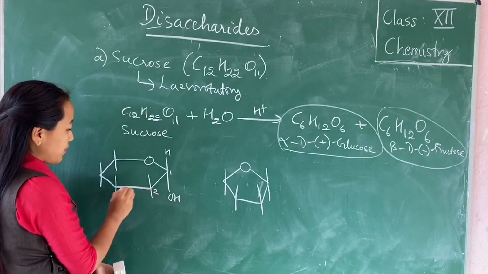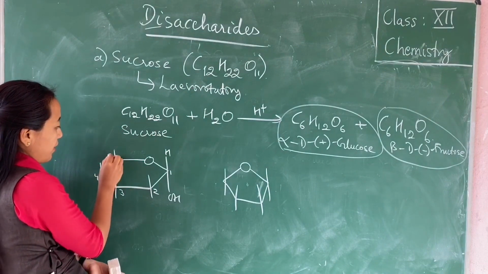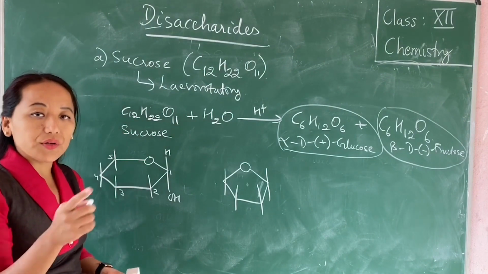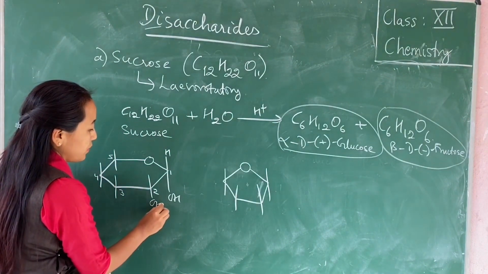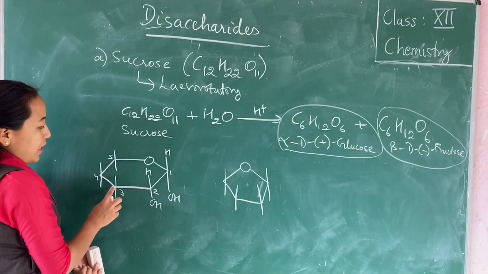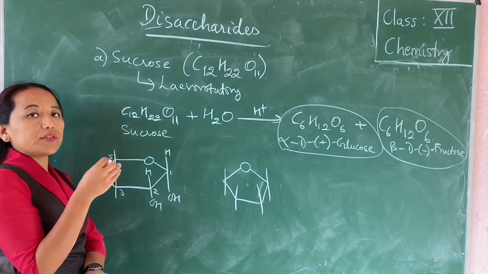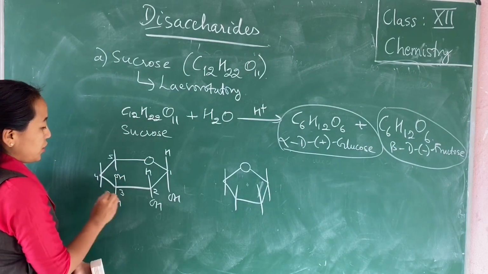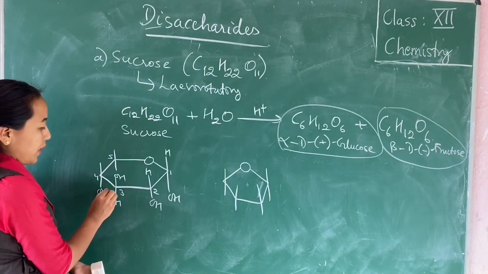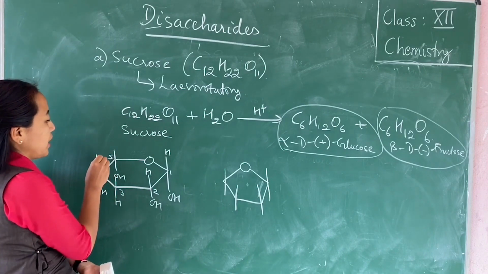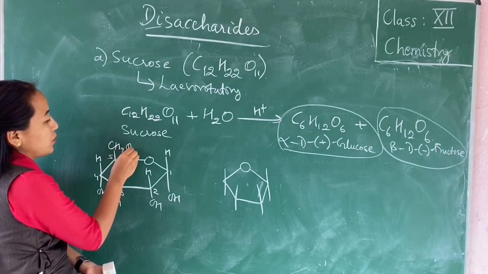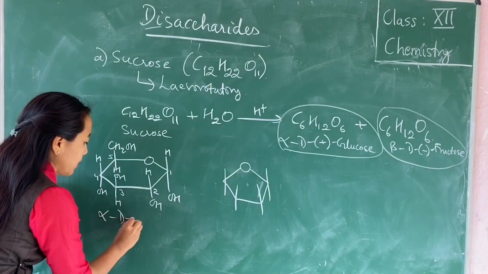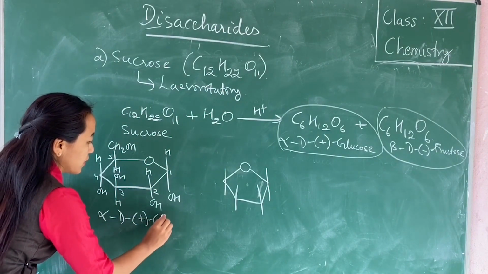And this is your second carbon, third carbon, fourth, and the fifth carbon atom. On the second carbon atom, the OH is on the right, therefore it will come at the bottom, and hydrogen. Then you will have the third carbon atom with OH on the left hand side, therefore OH on the top, H, and the fourth again has OH at the right, therefore it will come at the bottom. Hydrogen, CH2OH, and then hydrogen. So this is your alpha D plus glucose.